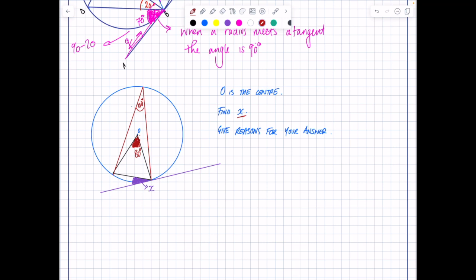So thinking about that, we've then got, again, an alternate segment theory. Now, it does say give reasons for your answer. So here, this would be angle at the centre is twice the angle at the circumference.